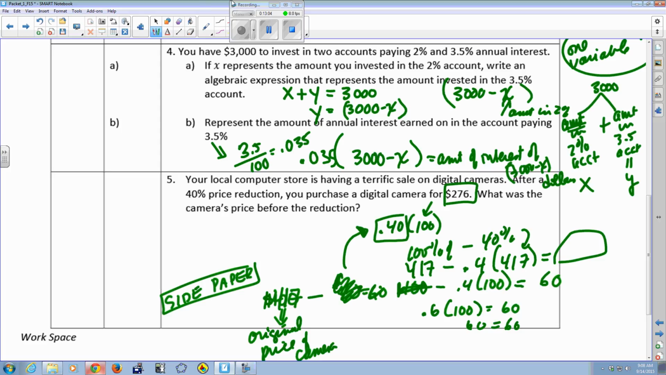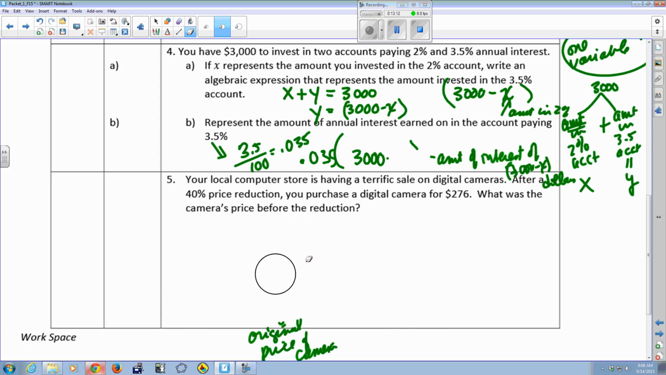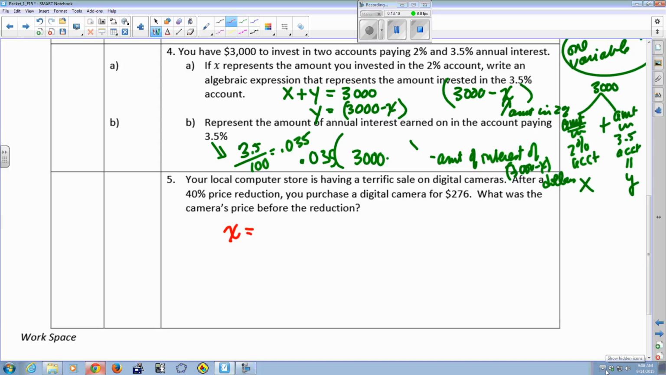So how you get there with an algebraic expression and then an equation is to do the following. Start with the question, what was the camera's price before the reduction? And you say, I don't know. So let's start right there. Let's say X is the amount or the price of the camera. Let's stick with the context here. Price of camera. Let's say original price, because then I don't have to use a lot of words, in dollars.